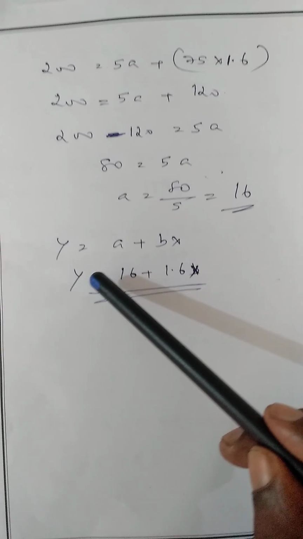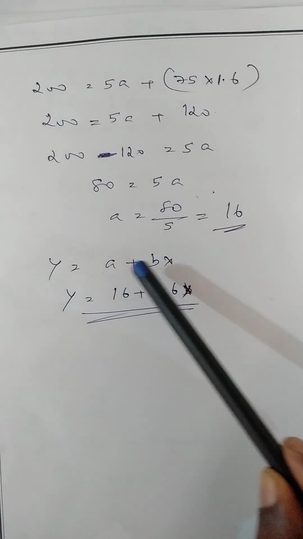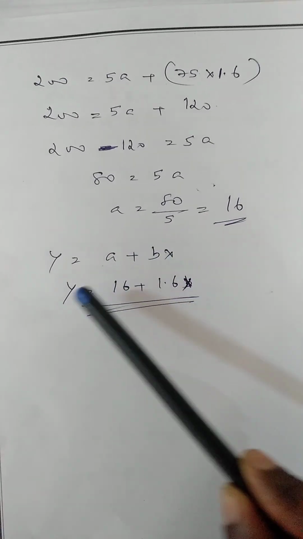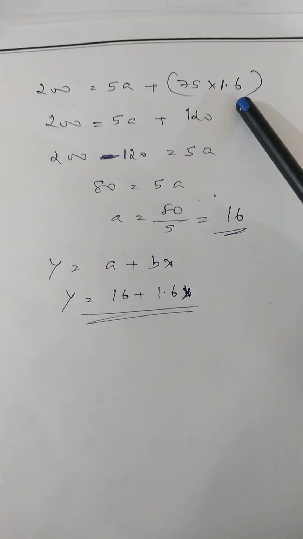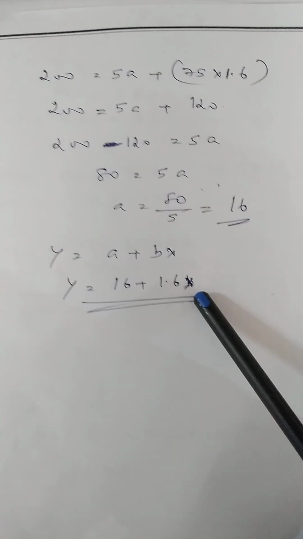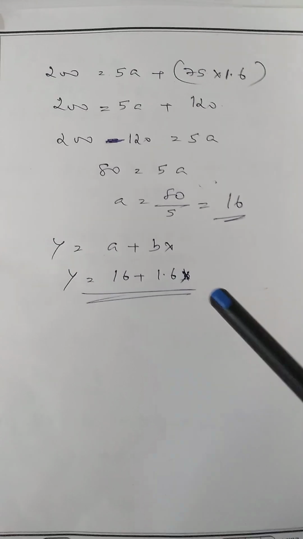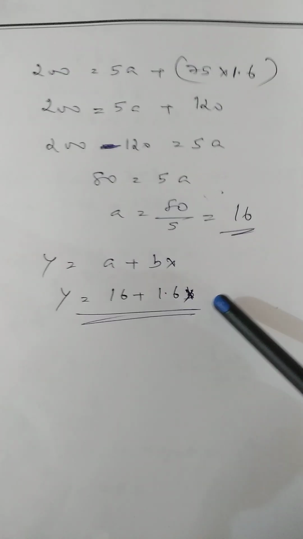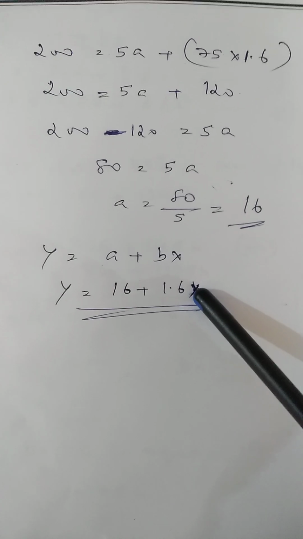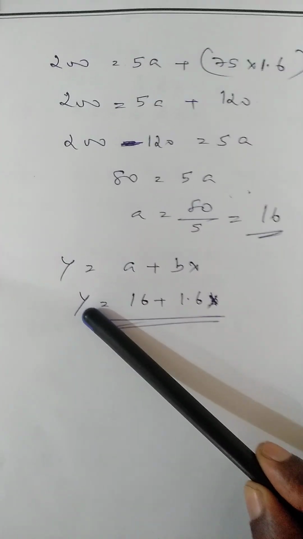What is the regression equation of y on x? y is equal to a plus bx. Therefore, y is equal to, what is the value of a? 16, plus the value of b, 1.6 into x. Now, if the value of x is available, you can simply apply the value in this formula and you can find the value of y.